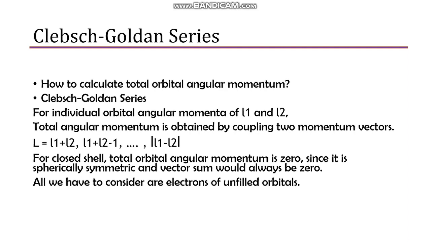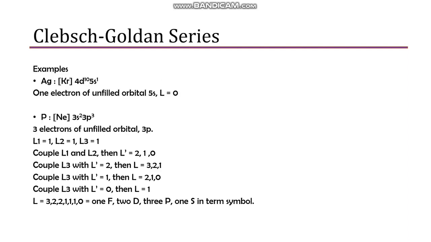But specifically for a closed shell, total momentum is always 0. This is because if we vector sum all the individual angular momenta, then due to the spherical symmetry, we always get 0 angular momentum. This is the reason why we only have to consider electrons in the unfilled orbitals. Now let's look at the example of silver. It has 1 electron in the 5s orbital, and the other 46 electrons are all in closed shells. So there is no coupling of orbital angular momentum, and the total orbital angular momentum is just 0, since the electron is just in an s orbital.